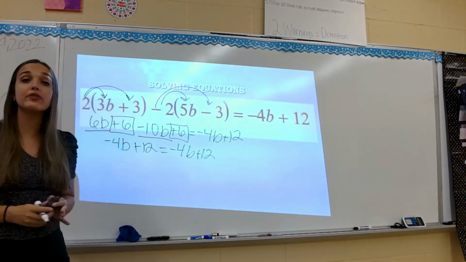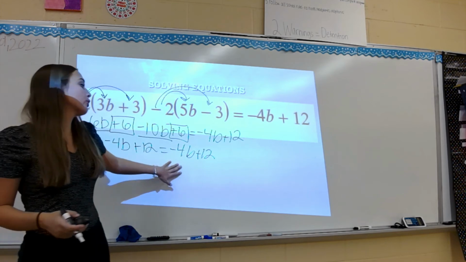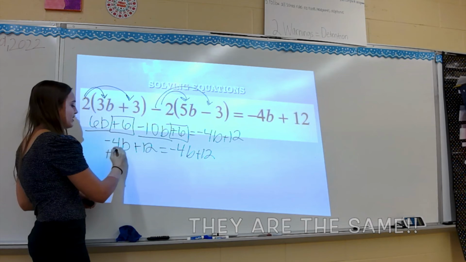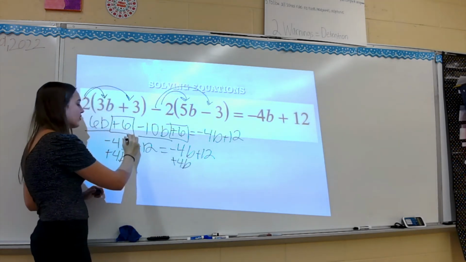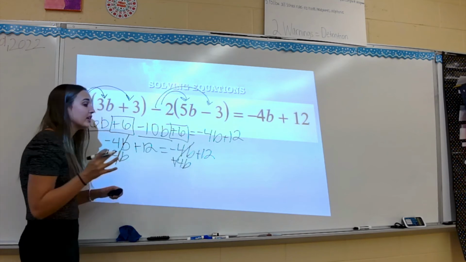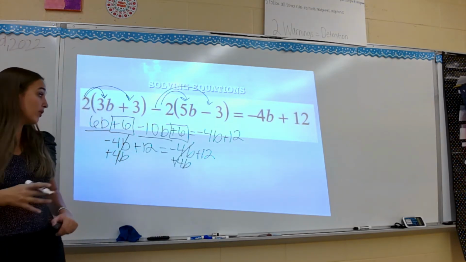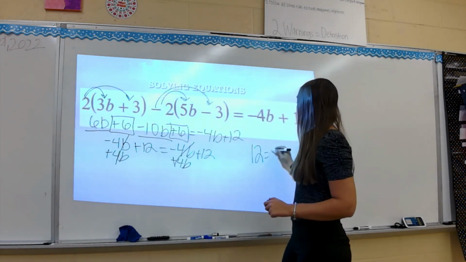Now we look, which variable is the smallest term? Negative 4b and negative 4b are the same, so I'm going to just choose one to move over. So I'm going to add 4b to both sides. And it cancels both of them out. You're not left with any b. Negative 4 plus 4 is 0. There's nothing left, no more variable. So I am left with 12 equals 12.